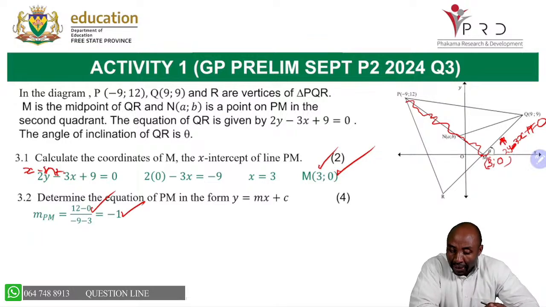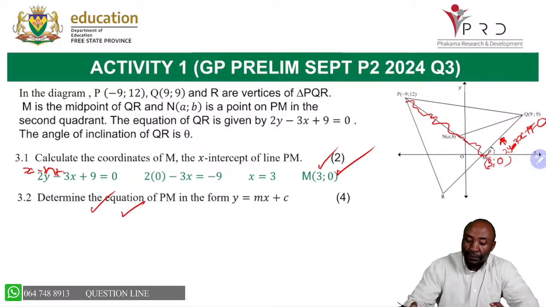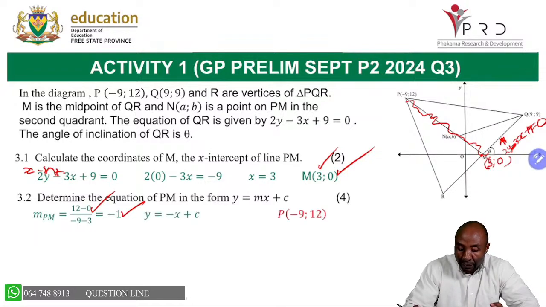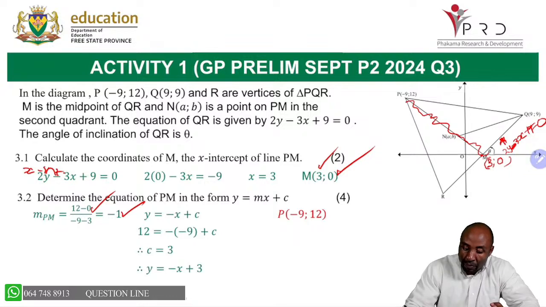And then we have to find the value of C. And for us to get the value of C, we will use y is equal to negative x plus c. I've highlighted the coordinates of P there as negative 9 and 12. So we substitute them. Where there is x, we'll put negative 9, and where there is y, we will put 12, and we get the value of C as 3. And the equation of the line will be given by that.